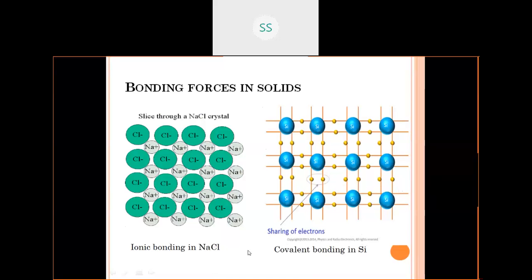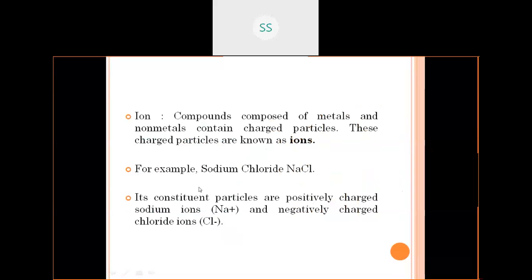Considering this ionic bonding, what are the features of ionic bonding? Here you find Na plus and Cl minus. We write them as Na plus and Cl minus because they are the ions, the charged particles. An ionic compound is composed of metals and non-metals and contains charged particles, which are known as ions. For example, in sodium chloride, the positively charged ions are sodium and the negatively charged ions are chloride.